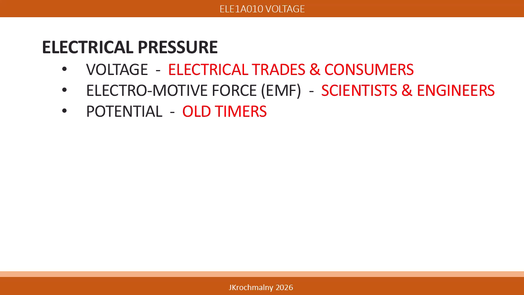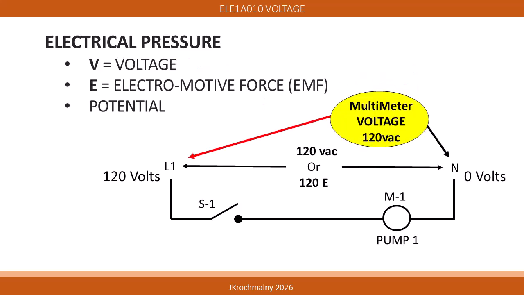Whether one uses the term of volts, EMF, or potential, realize that these all refer to the force of electrical pressure and that there needs to be a difference in this pressure to initiate an electrical flow in amps. In this graphic, a multimeter measures 120 volts across a circuit between L1 and N. This measurement could be indicated on a drawing with the letter V for voltage or E as electromotive force.